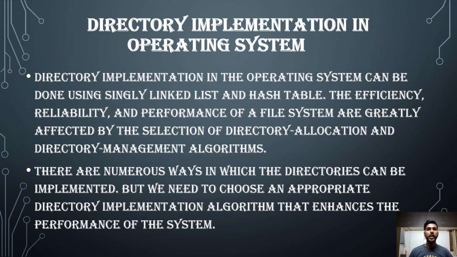So we'll see directory implementation in operating system. Directory implementation in an operating system can be done using a singly linked list or a hash table. The efficiency, reliability, and performance of a file system are greatly affected by the selection of directory allocation and directory management algorithm. There are numerous ways in which a directory can be implemented, but we need to choose an appropriate directory implementation algorithm that enhances the performance of the system.